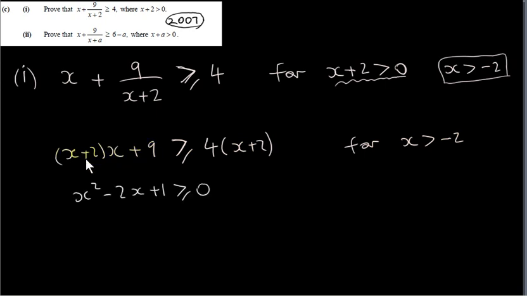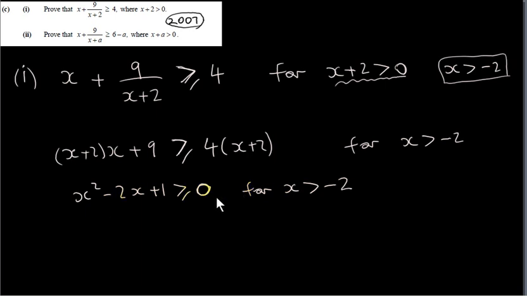Now we simplify both sides. We get x squared + 2x on the left hand side. I bring the 4x over. 2x minus 4x is minus 2x. We have a plus 9, and a plus 8 on the right hand side. 9 minus 8 is 1. So we get it into standard form. We want 0 on the right hand side. So this is the standard form for a quadratic inequality. We want to show that this is true for x greater than minus 2.